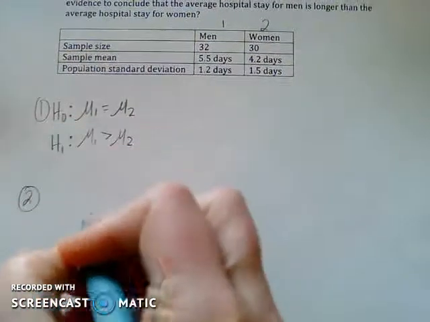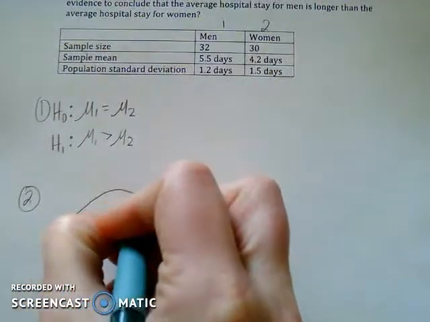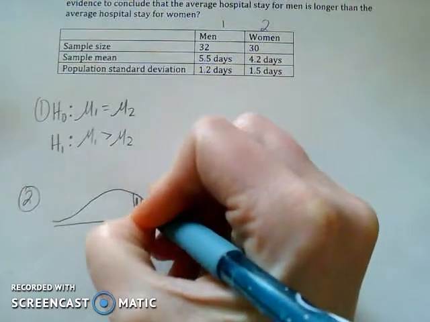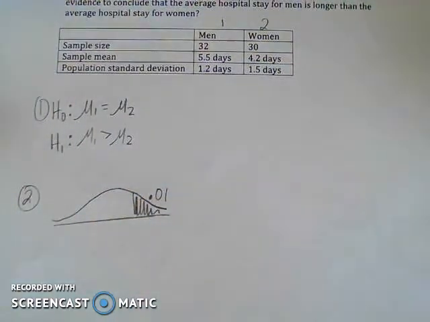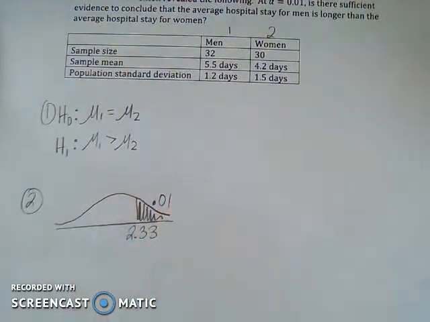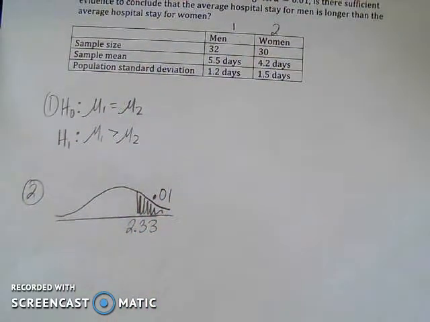All right, so step 2, this is a greater than. So 0.01, we don't split it because it's a one-tailed test. So again, you look in the big part of your chart. For 0.01, you're going to get negative 2.33. So that means this one is positive 2.33.